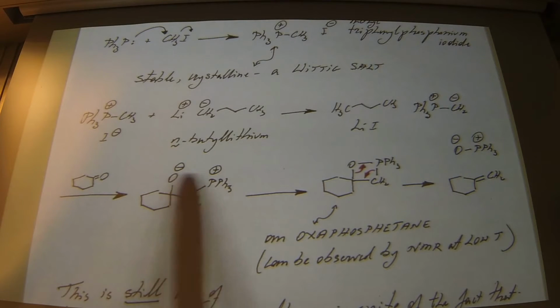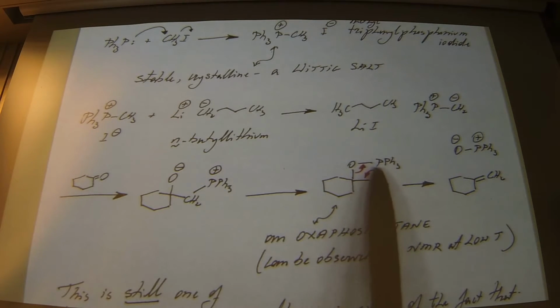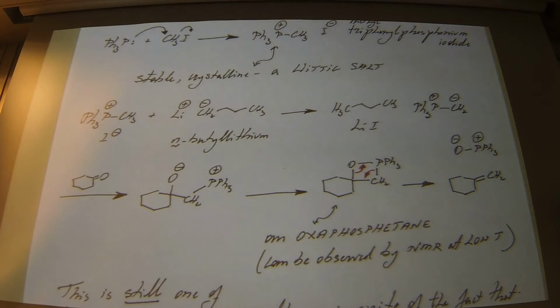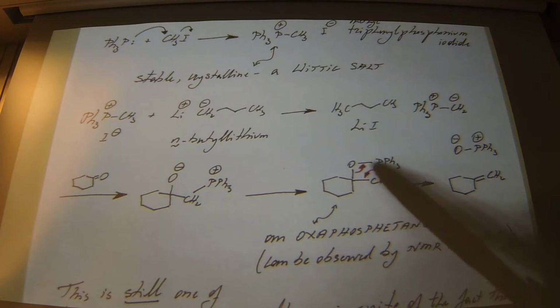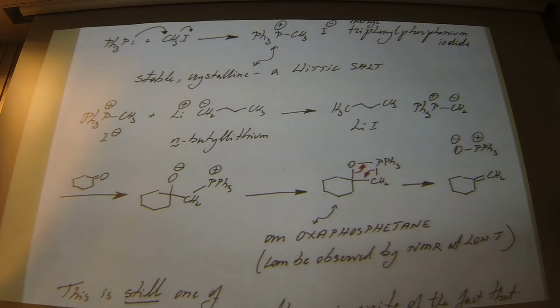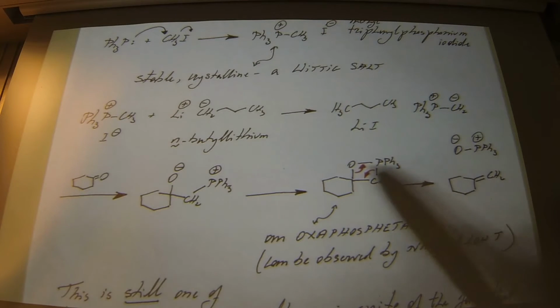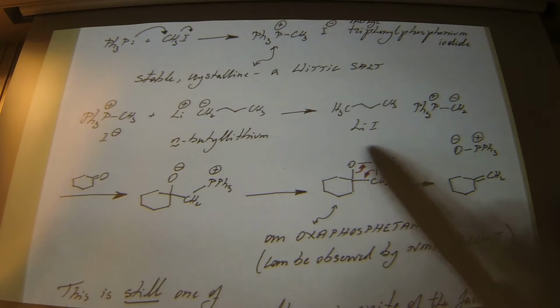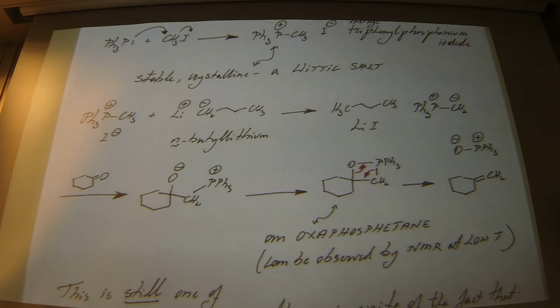Now the oxygen and the phosphorus can hold hands. And you say, but that's an octet rule violation on phosphorus. But remember that phosphorus isn't in the same row as carbon, and so no octet rule violation. And then this collapses, sort of the way we saw the collapse of the four-membered rings in the metathesis reaction, to give you on the one hand the phosphine oxide, and on the other hand the alkene. These oxaphosphetanes, by the way, are stable enough at about minus 100 degrees C that you can take an NMR spectrum of them. So the way you know that you're getting this is you can follow the reaction by NMR.